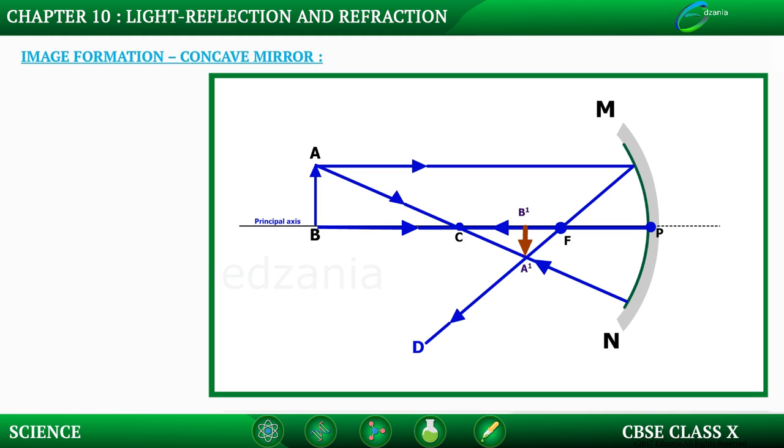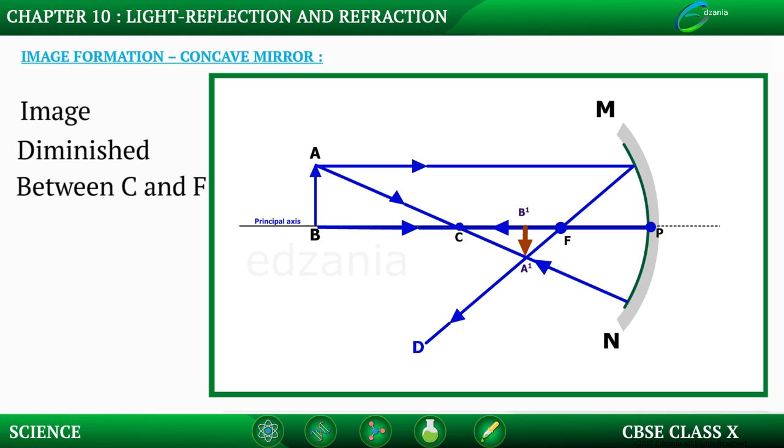In this case, the image, you can see, no need to mug up, you can understand it very well. It is diminished, you can see. It is positioned between C and F. It's real and inverted.